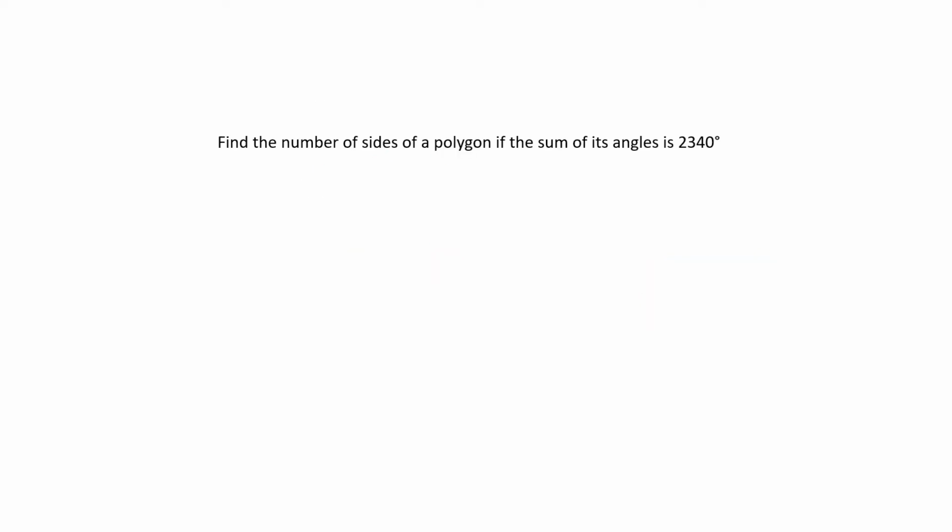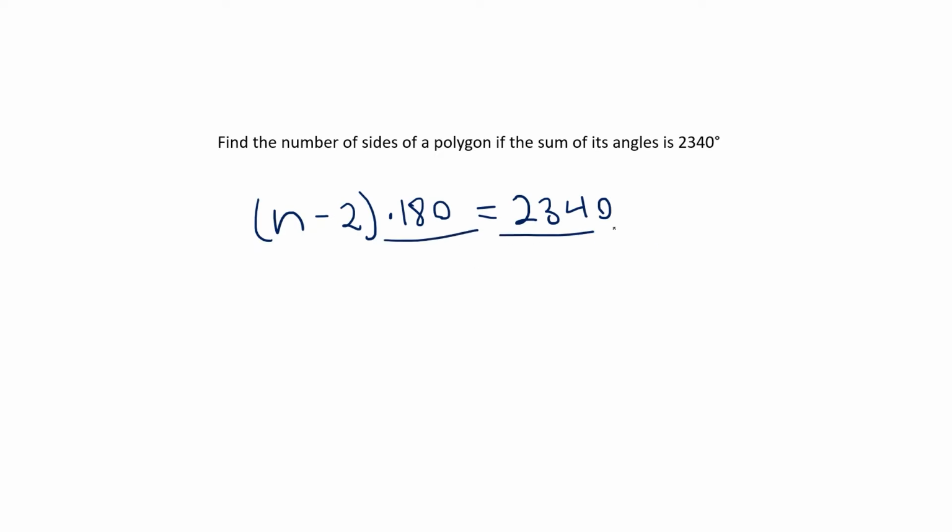Find the number of sides of a polygon if the sum of its angles is 2340 degrees. All right? So our equation, again, is n minus 2, and this is what we're going to be solving for, times 180. In this case, it's going to equal 2340. And you could nsolve this. I think it's quick enough to just do the algebra.